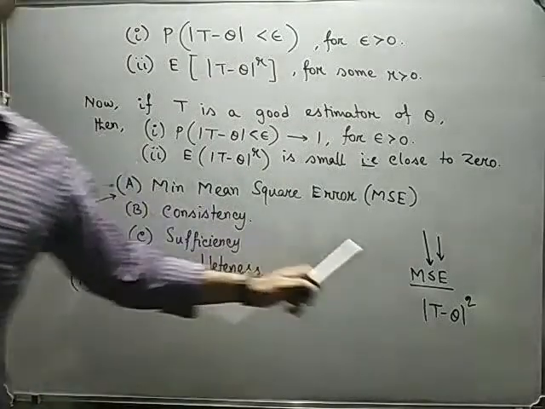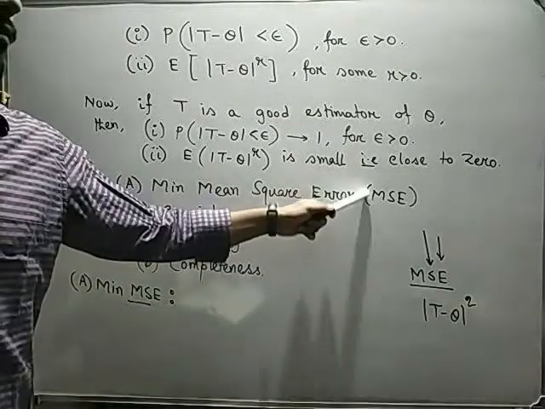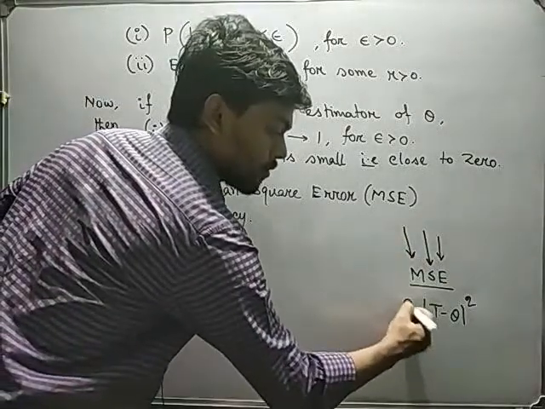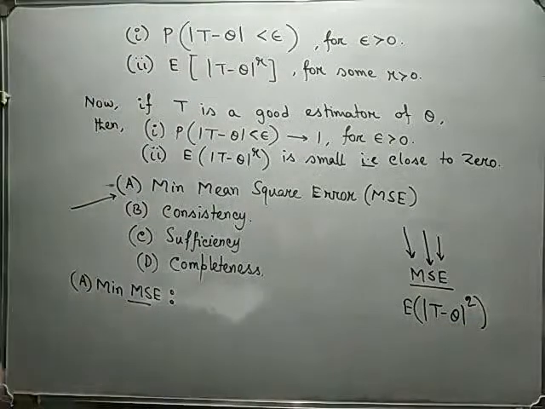And capital T is a random variable. So for the mean part, we just have to take the expectation.